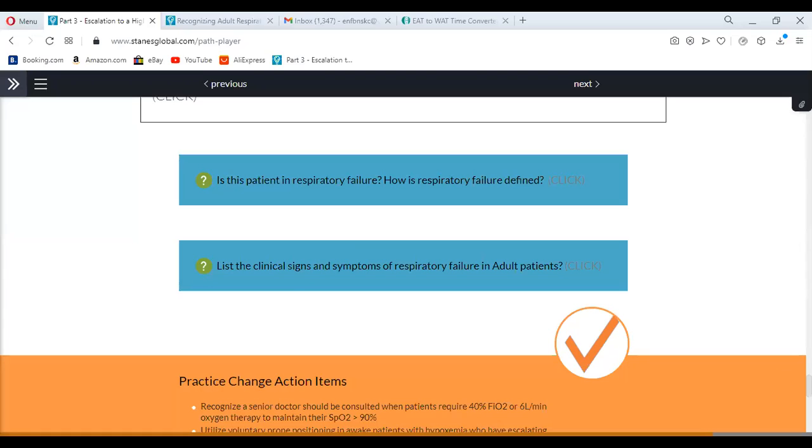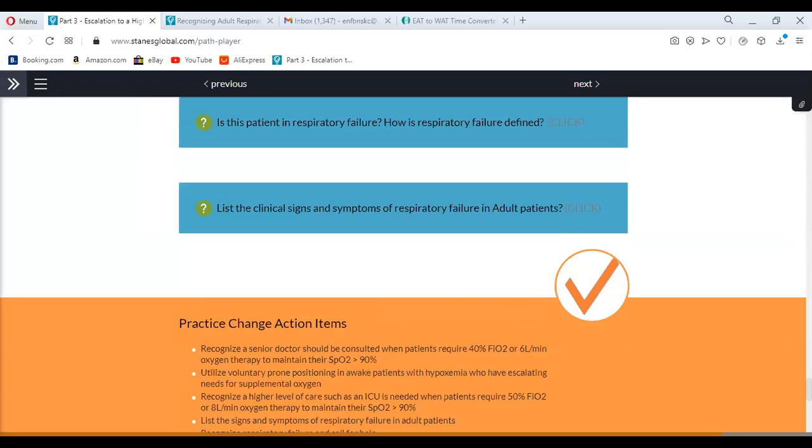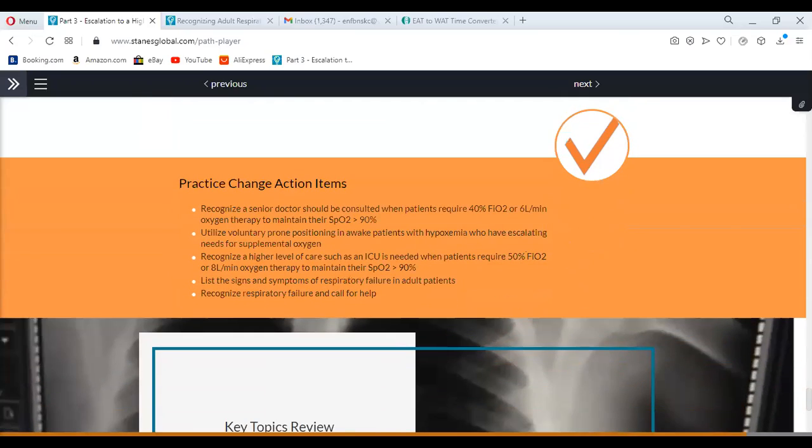Okay, so the practice change action here: we should be able to recognize when we should consult a senior doctor to help us decide on the next line of action, which may be to move this patient or to use a different device to achieve what we want, or move this patient to a unit in the hospital where the therapy can be escalated. Or at best, if we don't have such facilities, you decide that we should transfer this patient to where he can get the therapy he needs.